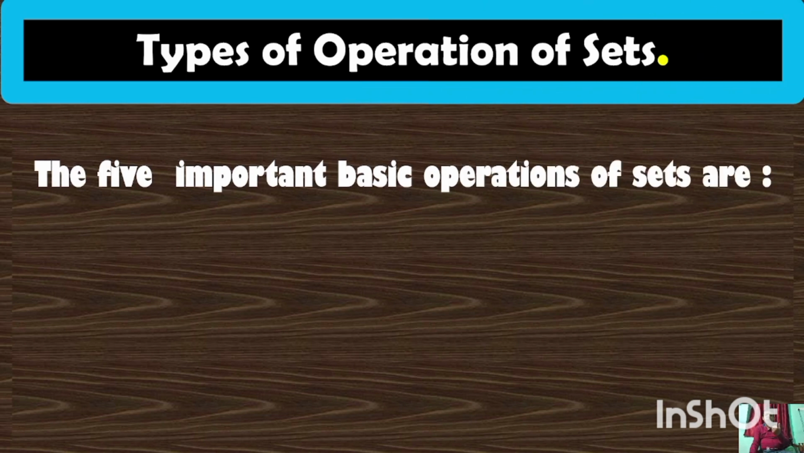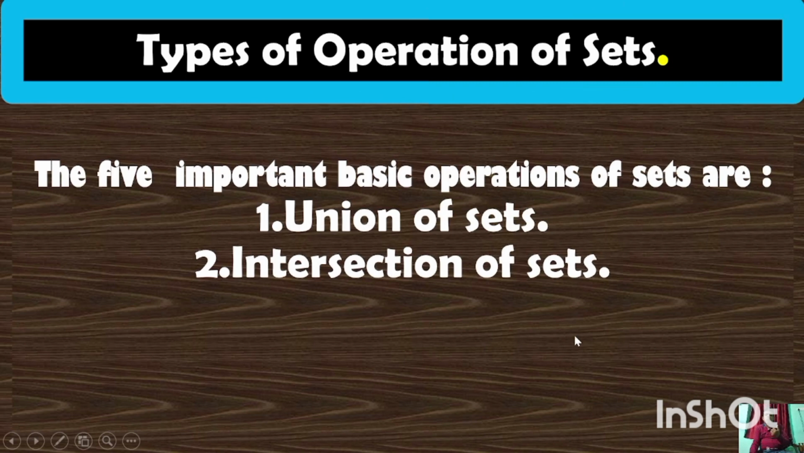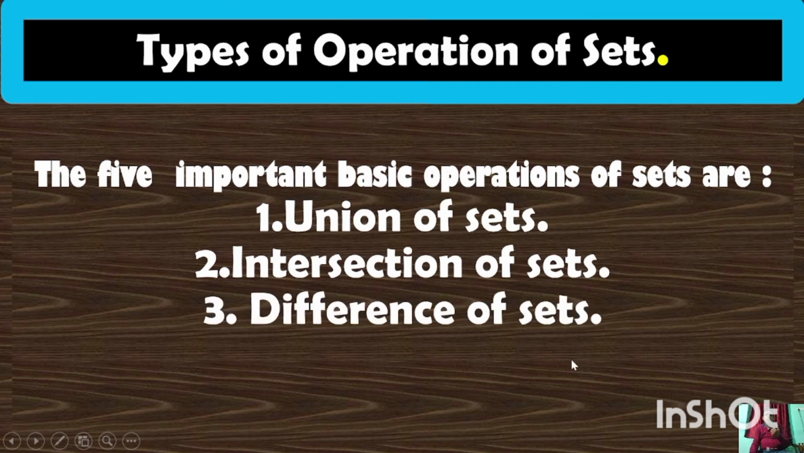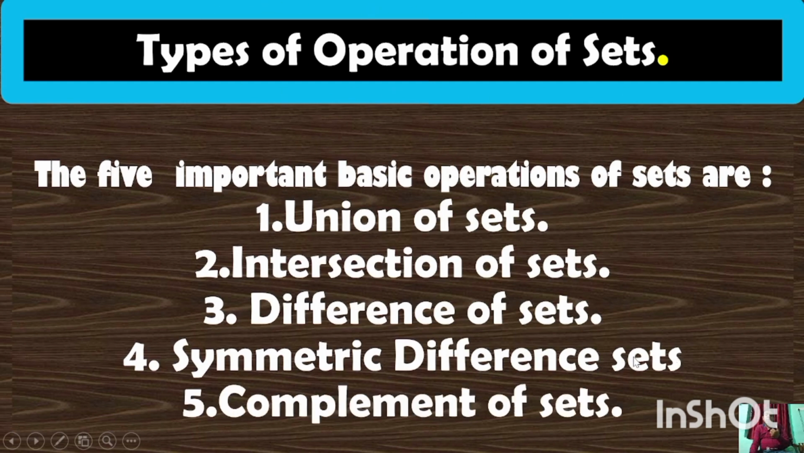Mostly there are five important basic operations of set theory. First, the union of sets. Second, the intersection of sets. Third, the difference of sets. Fourth, the symmetric difference of sets. And fifth, the complement of sets. In this class, we are discussing set union and its properties, important statements and theorems, vividly along with the Venn diagram.